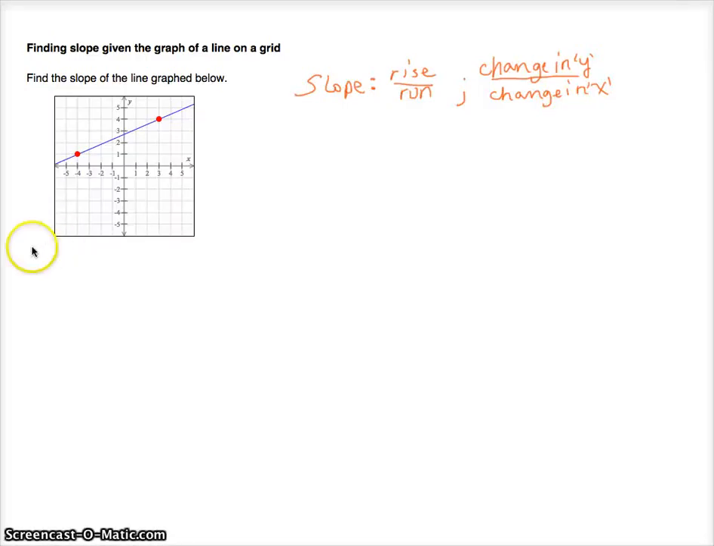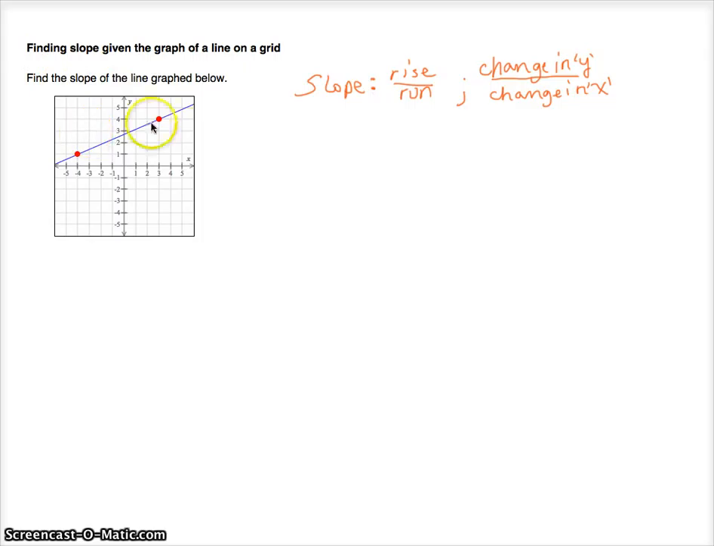Hey gang, today we're going to talk about finding the slope given the graph of a line on a grid. If you remember, the slope is the steepness of a line, but slope is also the rise over the run, and it's the change in y over the change in x. Rise is the change in the y values, and the run is the change in the x values. We're going to look at how to find slope using both of these definitions, okay?